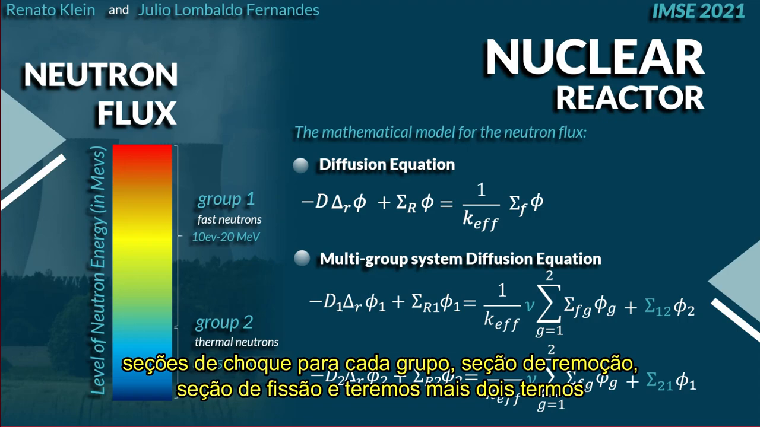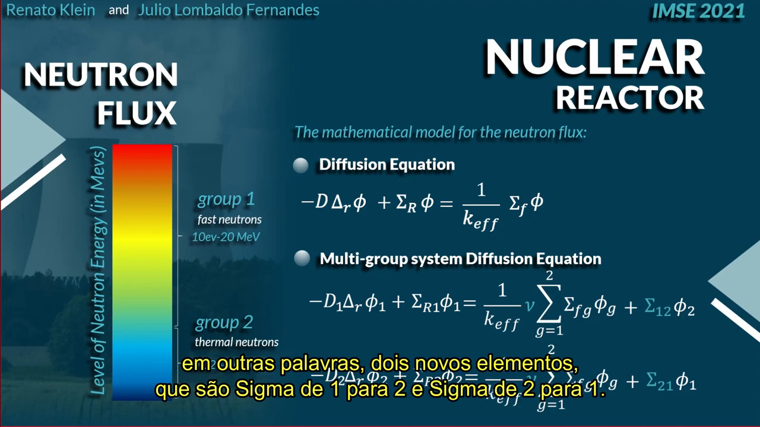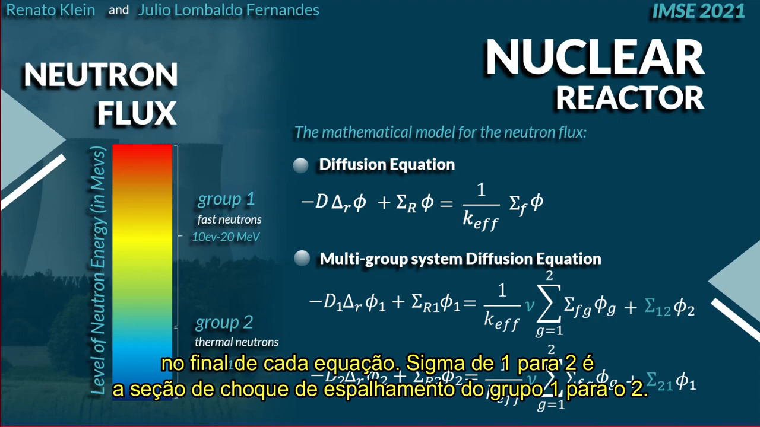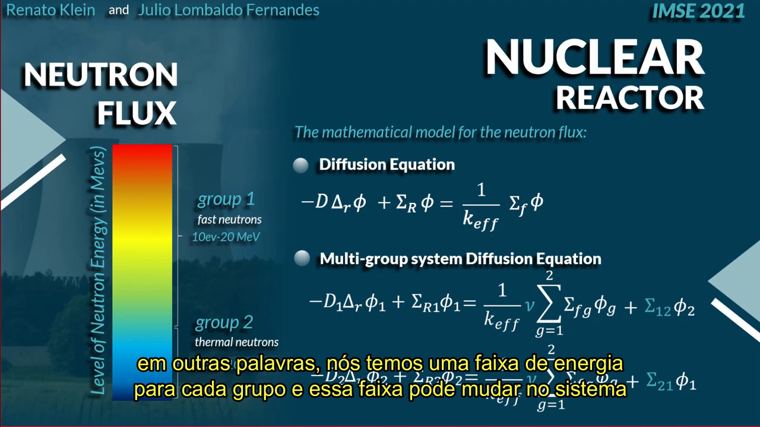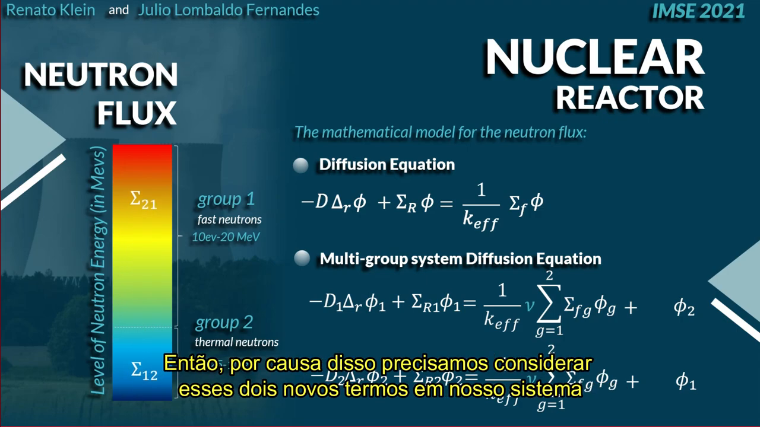For example, we have removal cross-sections and fission cross-sections, and we have two new elements, sigma 1,2 and sigma 2,1, in the last term of each equation. Sigma 1,2 is the scattering from group 1 to group 2, and sigma 2,1 is scattering from group 2 to group 1. In other words, we have a range of energy for each group, and neutrons can change group in the system. Because of this, we need to consider these two new terms.